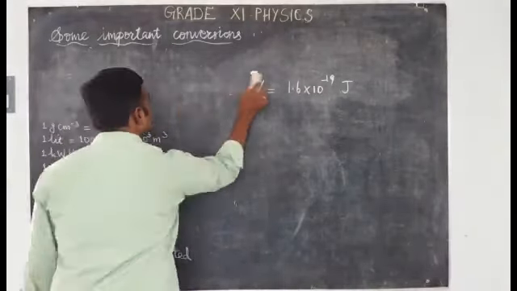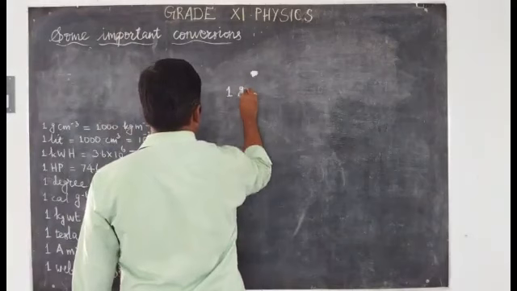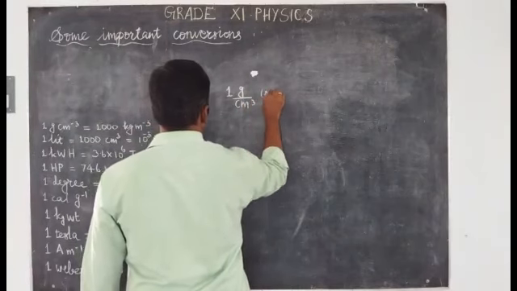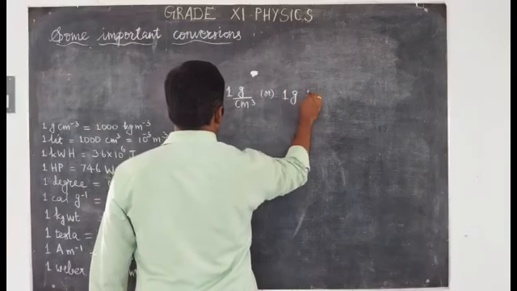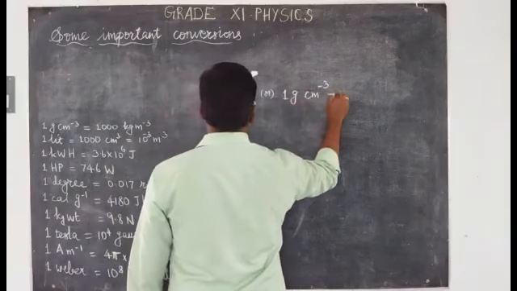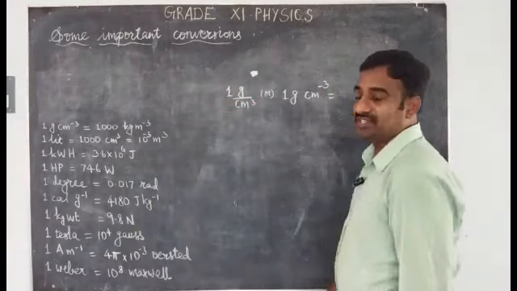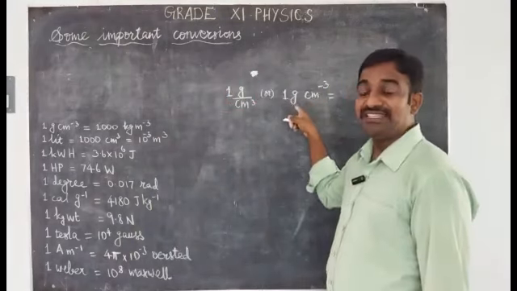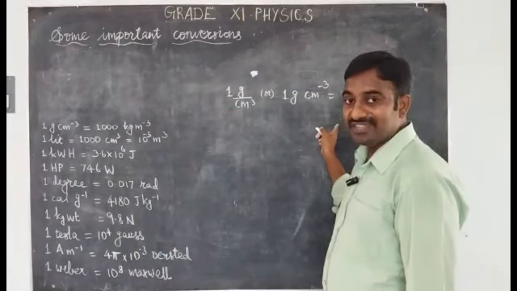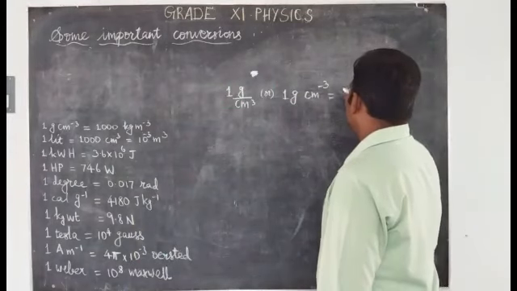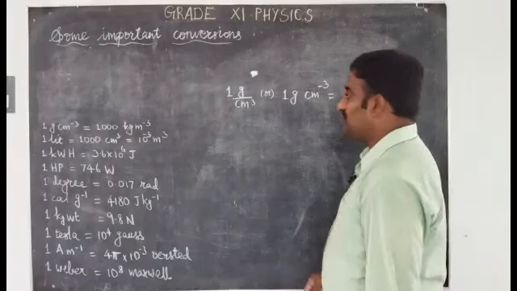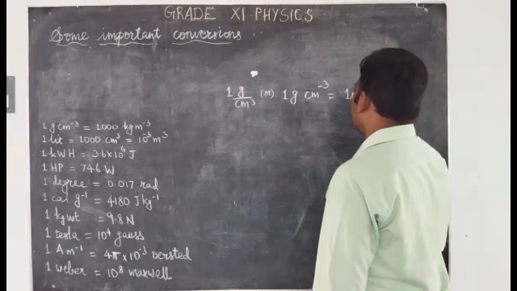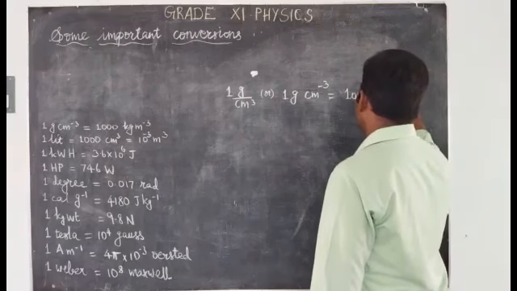Then the next conversion is 1 gram per centimeter cube, or we may write 1 gram centimeter power minus 3. This is the CGS unit, but we need to convert it into the SI system. So multiply by 1000 and divide by 1000, the value won't change. So it becomes 1000 kilogram per meter cube.